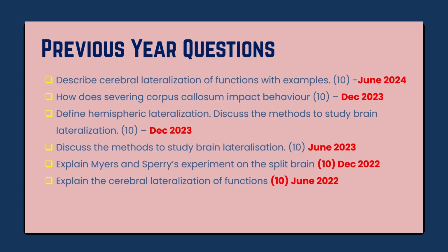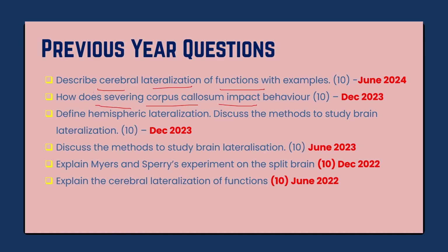June 2024, the question was: describe cerebral lateralization of functions with examples. So you have to write about cerebral lateralization here. December 2023: how does severing the corpus callosum impact behavior? You have to write about Sperry and Gazzaniga, the split brain studies, and what happened when the corpus callosum was cut.